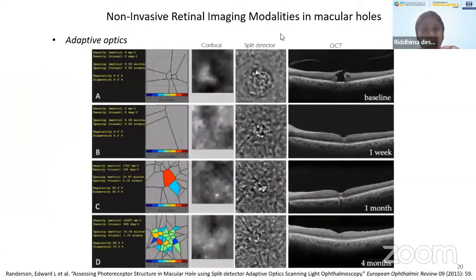Coming to adaptive optics, this is used to study the cone mosaic as well as the cone density. The top image is the confocal image, which shows multiple hyporeflective areas which appear as dark areas. These hyporeflective areas correspond to zones of IZ disruption, that is interdigitation zone disruption, on OCT. Subsequent images are the post-operative images of the patient at several time points, and you can see that gradually there is improvement of the cone mosaic and improvement in the cone density as well. So again, this is a good prognostic factor.